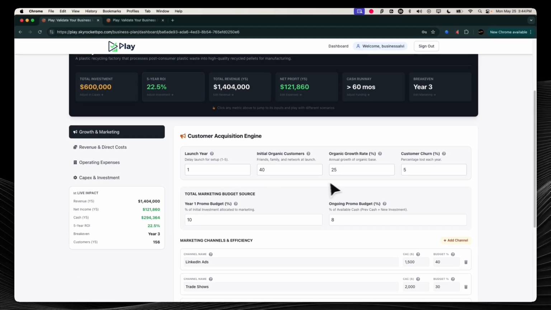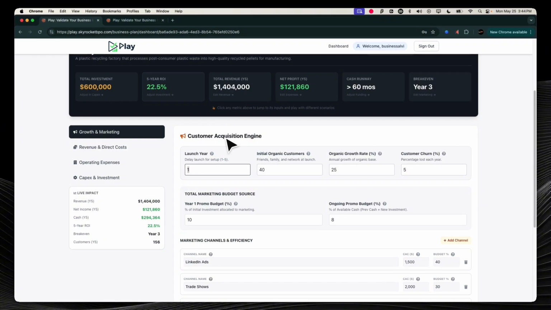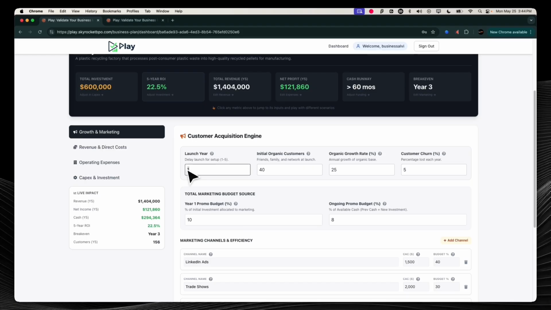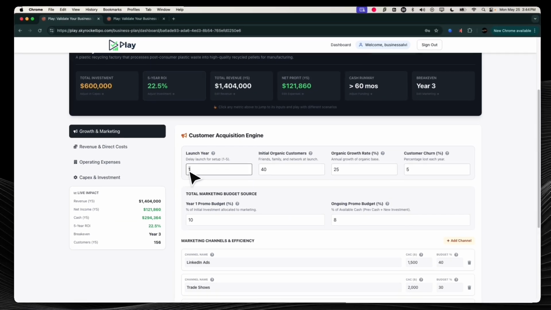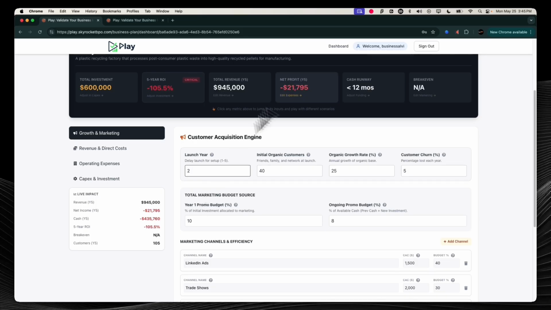In growth and marketing, we deal with how we are going to acquire customers, and what percentage of those acquired customers are going to come through organic versus paid promotion. So this is the organic section. Let's say we start during 2026, and if we are able to generate revenue from year one, then the launch year is one. And let's say it takes 1 year to set up all the machinery, the factories and everything, so we start from year two. Then all of a sudden the net profit and everything changes here. The realistic estimate, I think, is year two. So let's put year two, and let's play with the numbers and try to make this profitable.